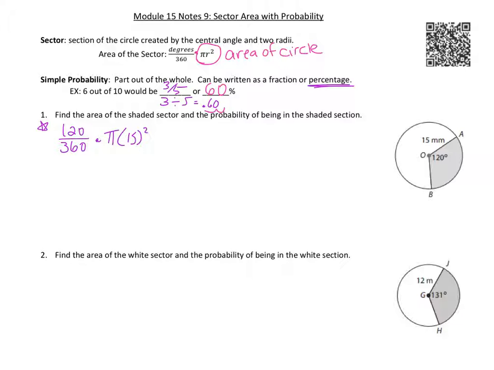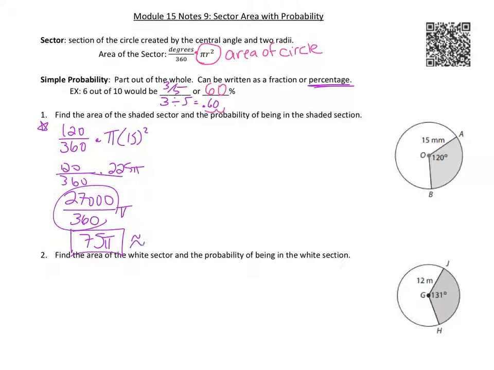What you should have set up then was 120 over 360 times 225 pi. And you can multiply all of the top together. So we get 27,000 and then divide it by 360 and we get 75 pi. So there's your exact answer. If we want non-exact, then it would be 235.6 and it'd be millimeters squared since we're finding area.